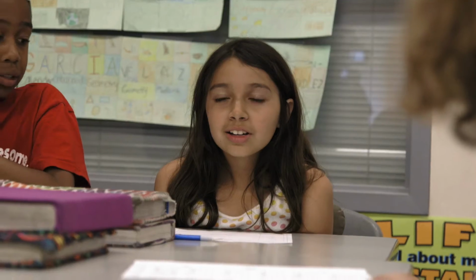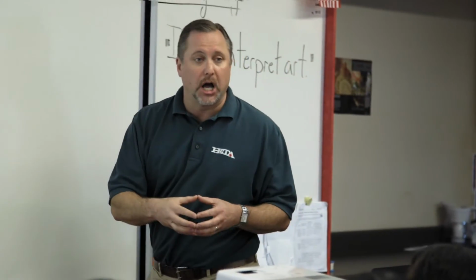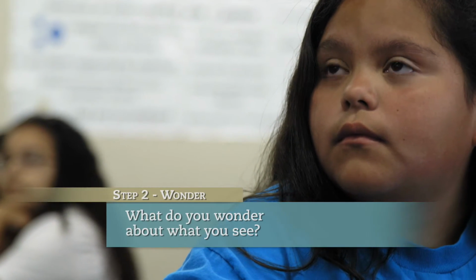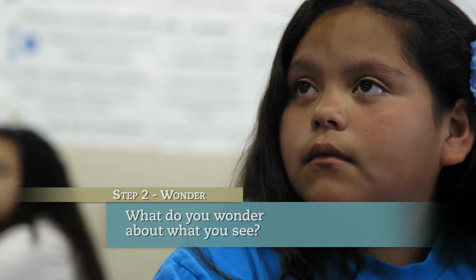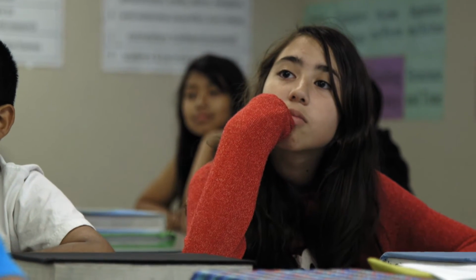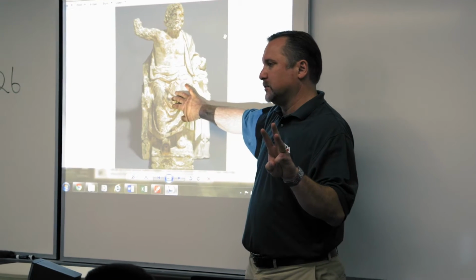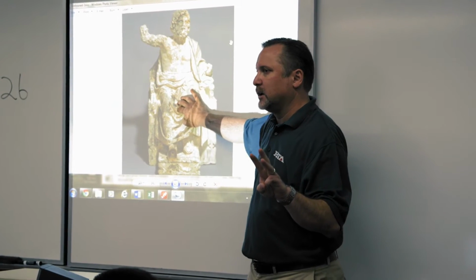All right, terrific. Now you're going to wonder about the things that you saw. Write down 3 questions about what you can observe. Then we move on to the wonder section of this lesson, allowing them to make inferences, to wonder about things that they can't see based on things that they can see. Go.